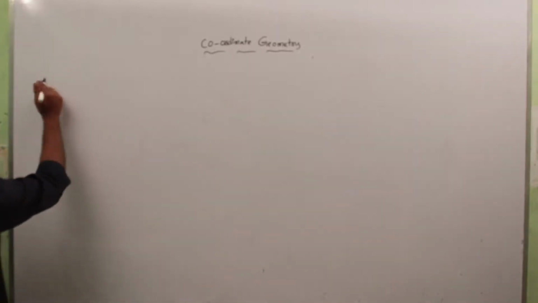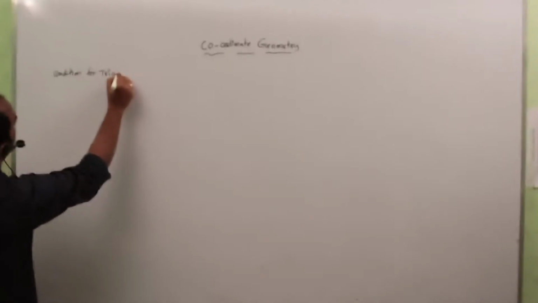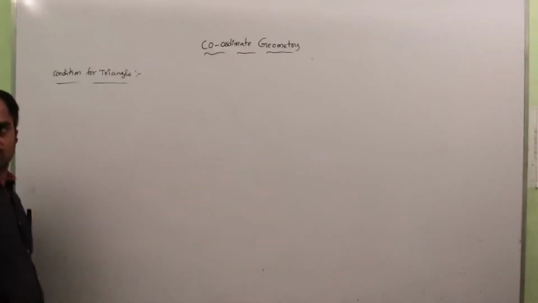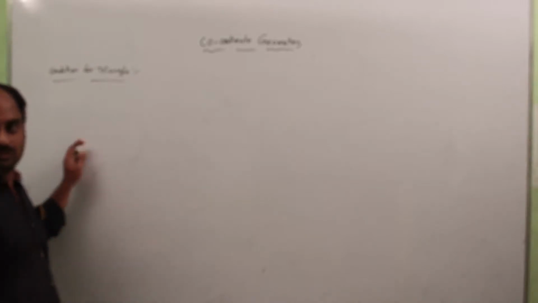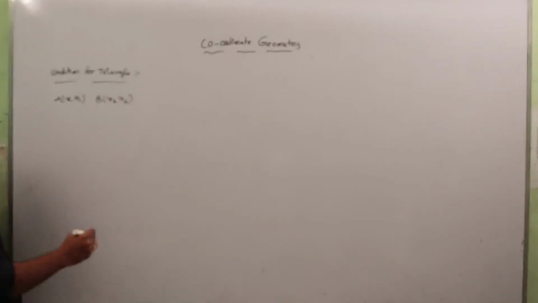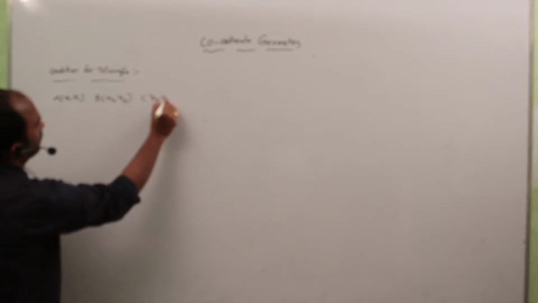Next one, the condition for triangle. Which type of questions will you get? They give 3 vertices, A (x1, y1), B (x2, y2), C (x3, y3), and they are asking whether those points make a triangle or not.